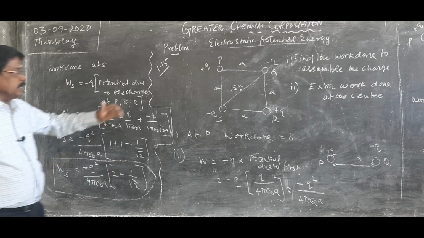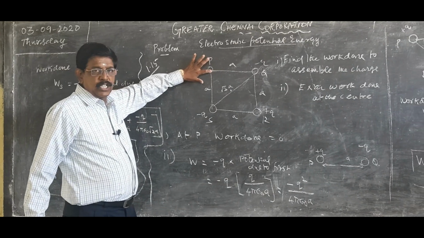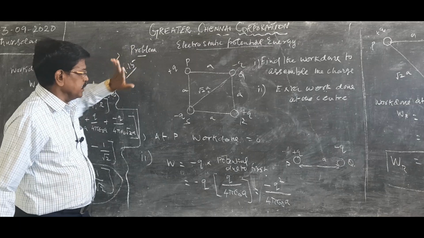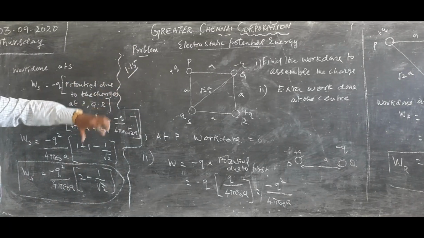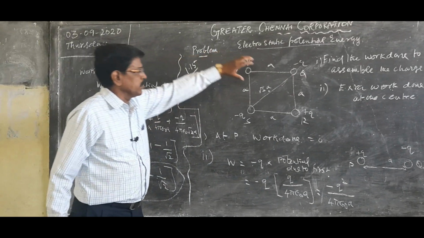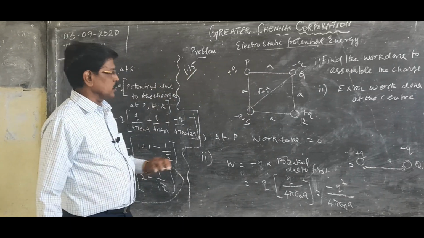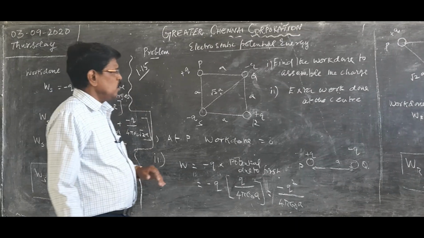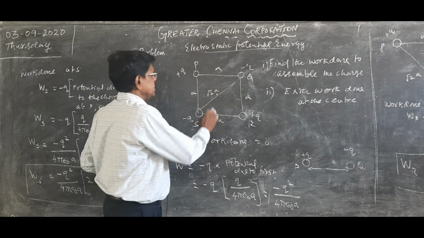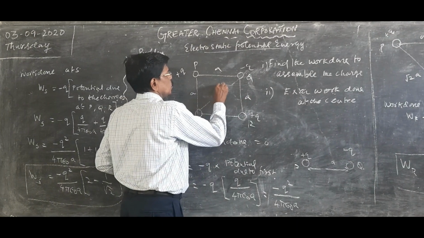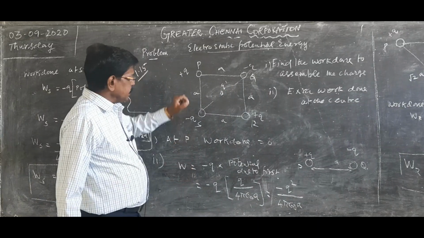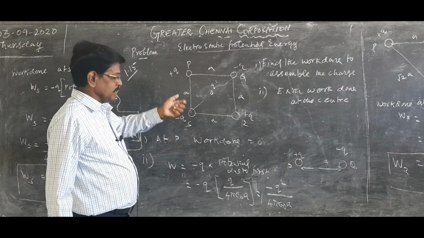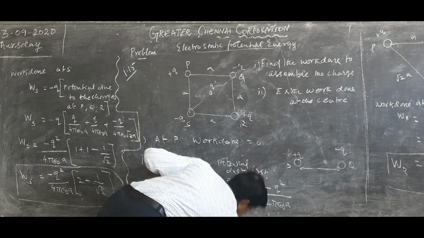So we have calculated the work done in placing the first charge, the second charge, and the third charge. Finally, the collection of charges. After assembling 4 charges on the corners of the cube, what is the final work done? Then what is the second part? What is the extra work done? If another charge, say Q dash, is kept exactly at the center, what is the work done? That is the next question, part number 2.